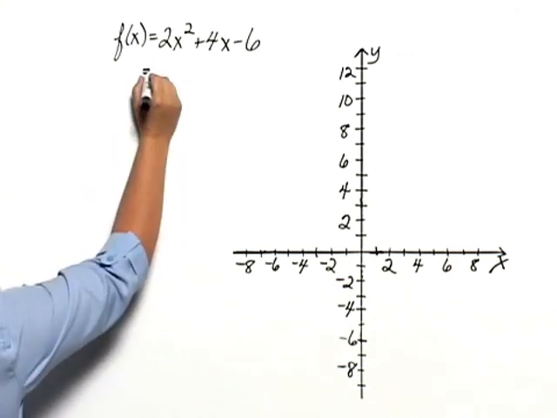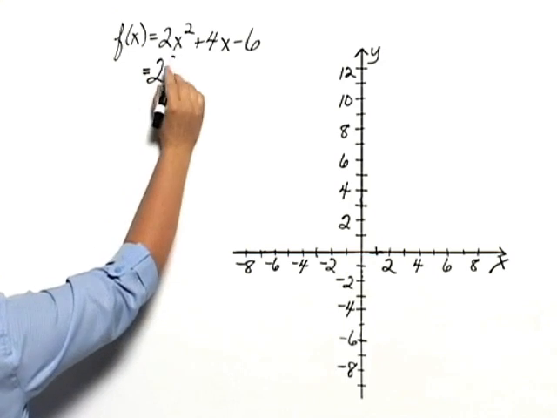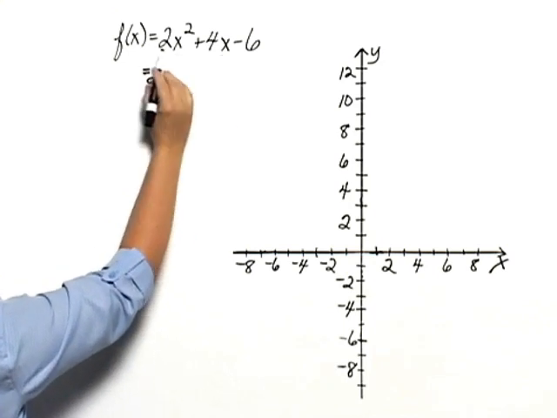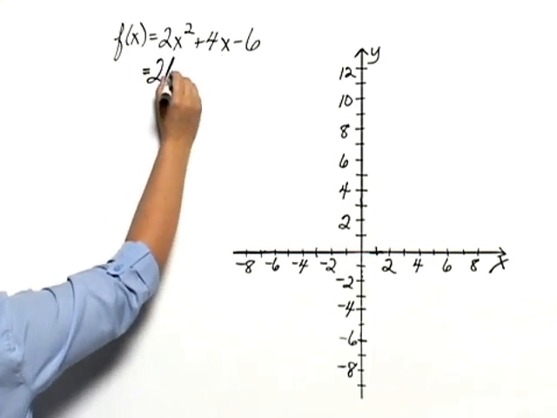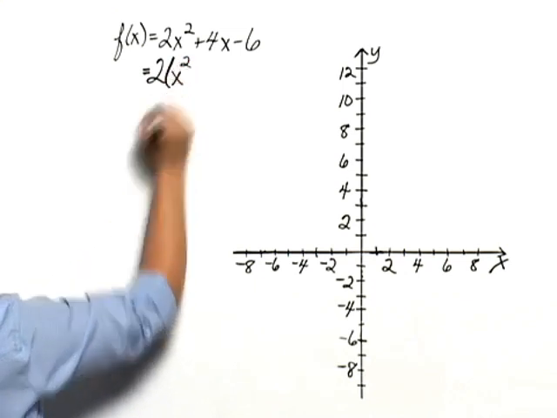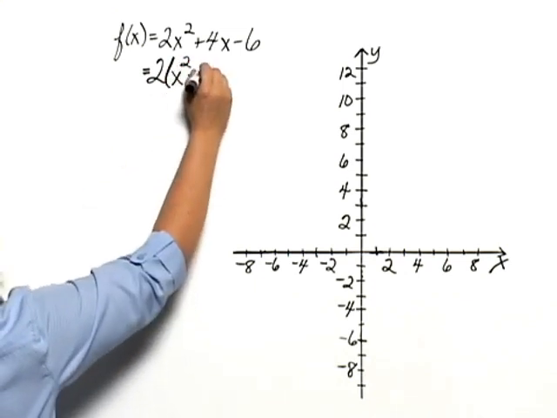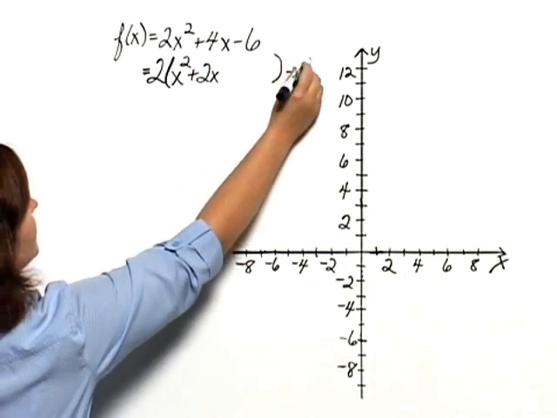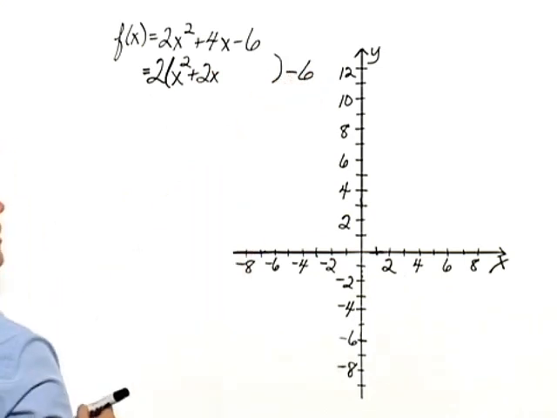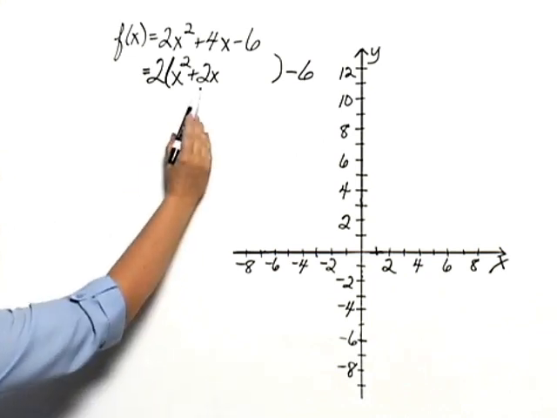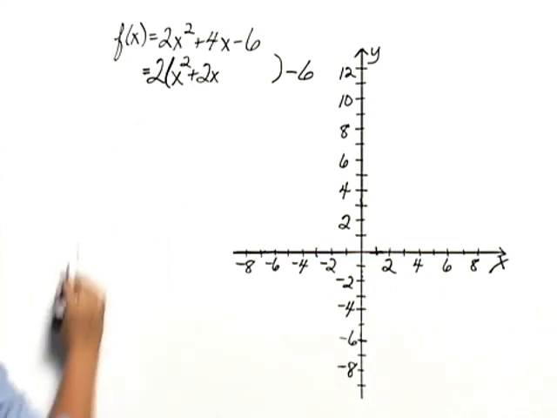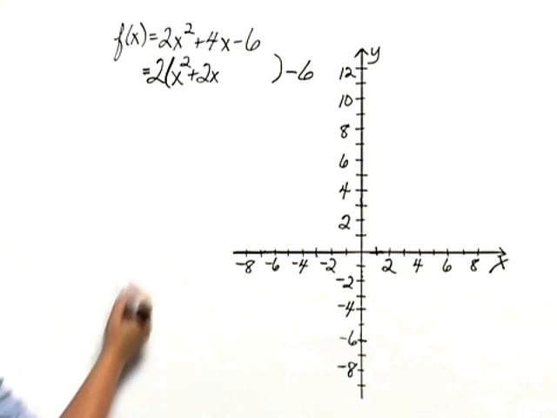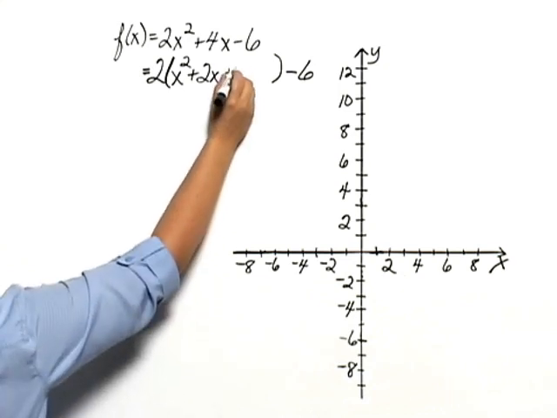We begin by factoring the 2 out of both of the terms that contain an x, and I do that in order so that the coefficient of the x squared term is 1. That gives me x squared plus 2x, and I'll leave some space, and the minus 6 goes at the end. To complete the square, I take half of the x coefficient, which is 2, half of 2, which is 1, square it, and I get 1, so I need to add 1.